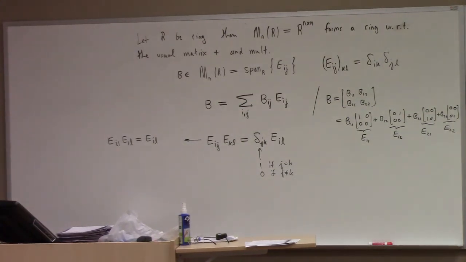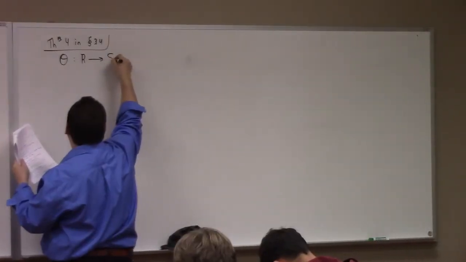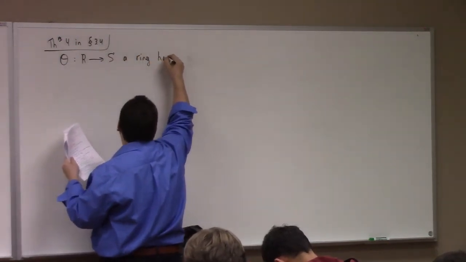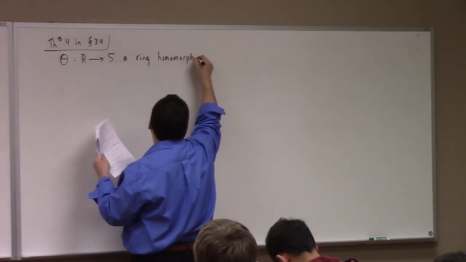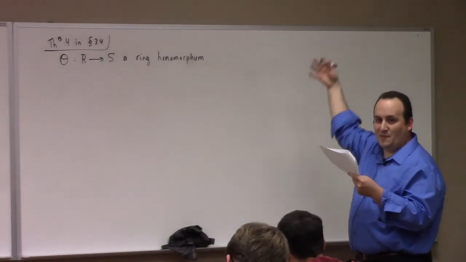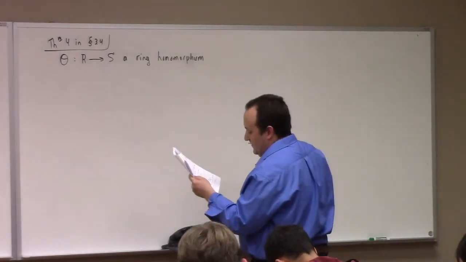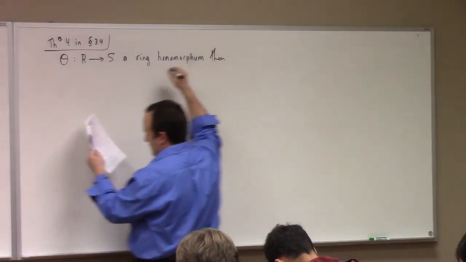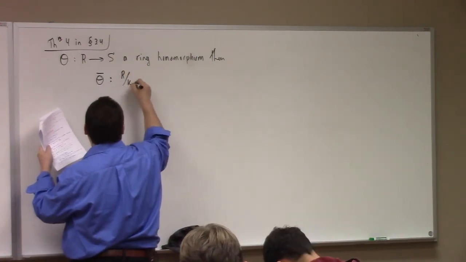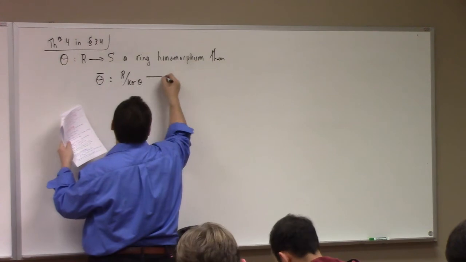I'll write it down for you. Theorem 4 in section 3.4 states the following. If you've got theta going from R to S, a ring homomorphism, it's kind of funny, we've already talked about ring isomorphisms a fair amount earlier, but now he's getting back to ring homomorphisms. Then you can define theta bar from R mod the kernel, which is, by the way, an ideal, to the image.